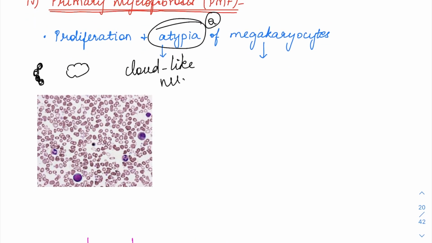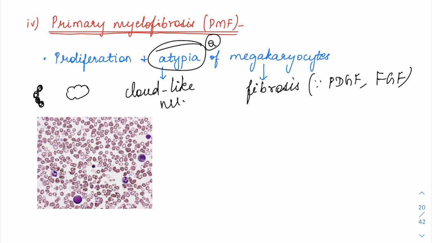So here the megakaryocytes are proliferating, right? I already mentioned that whenever megakaryocytes are proliferating, they are going to result in fibrosis. Why? Because they are going to release PDGF and FGF. Because of this, the term primary myelofibrosis came. So CML, PCV, and ET, all three can result in myelofibrosis in their spent phase.